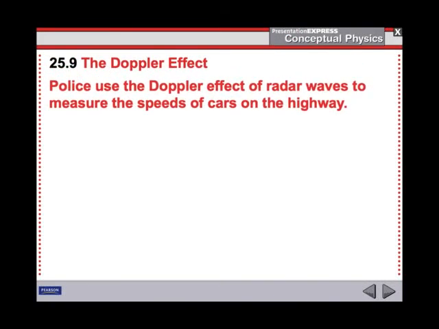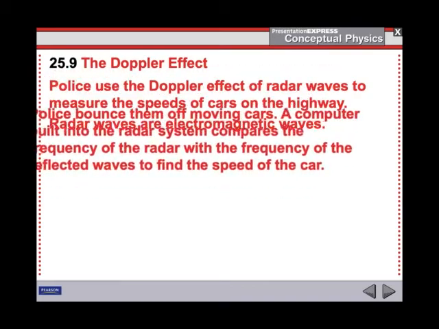Okay, so police use the Doppler effect of radar waves to measure the speeds of cars on the highway. So that's kind of how their radar detectors work. The radar waves are electromagnetic waves, and this kind of gets into our next bit, which is our next chapter on sound, and then after that we have other electromagnetic waves.